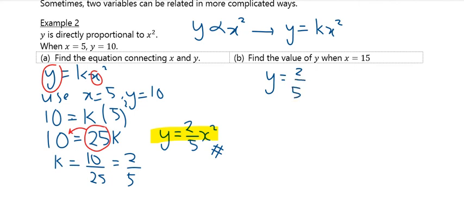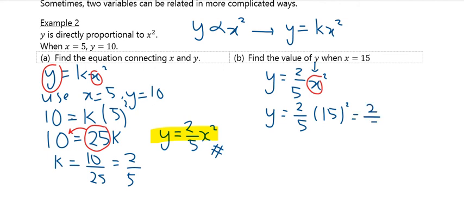Let's write down back: y equals 2 over 5 x squared, and you know that x is the value that is given, so just put in 2 over 5 x squared, which equals 2 over 5 times 15 squared. You can check with your calculator. 15 squared is 225, and when you simplify using the calculator, y equals 2 over 5 times 225, which equals 90. So that's it for part B, right?